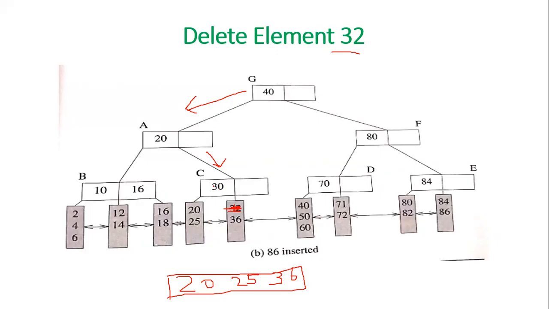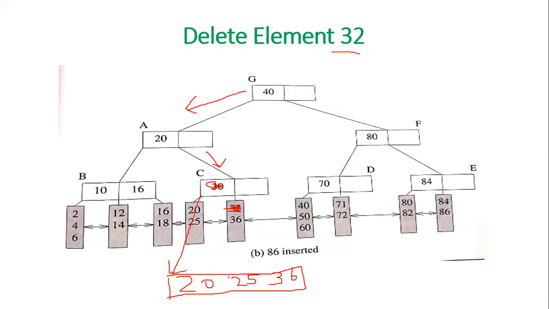You can keep this 20, 25, 26 to the left of 30, but there is no such 30 here. There is no value here, because there is only one pointer. You can have one pointer only if there are zero keys. If there are m minus 1 keys, then you can have m children. So you have only one child, then how many keys are supposed to be there? Zero keys. With that logic also you can see.